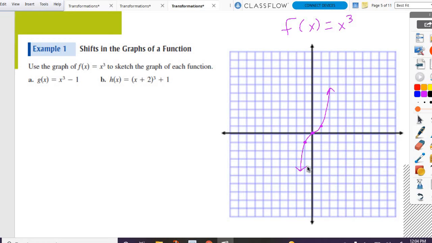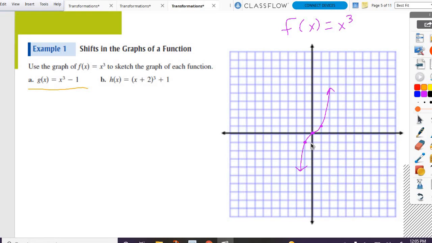That's our parent function. And then from there, we're going to look at the two graphs that they asked us to graph and just look at what transformations I'm doing. So where is that -1 located for g of x? On the inside of the function or the outside of the function? How do I know it's outside? It doesn't have parentheses, or it's not included in the function, which is cubed, right? So what's happening there? What transformation is that doing?